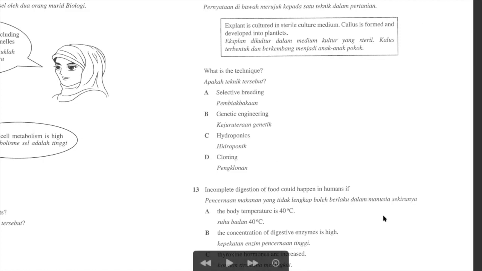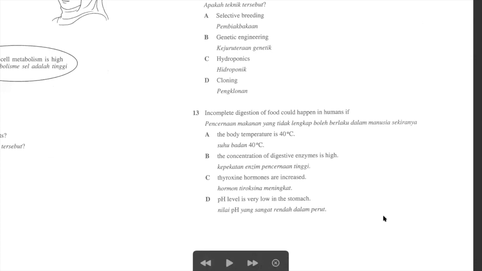Okay, number 13. Incomplete digestion of food could happen in humans if... the answer is A. Why? Because it says digestion cannot be completed. Why? Because the body temperature is 40. Bear in mind the enzyme. Why incomplete? Because digestion of food requires enzymes. So the enzyme must be present. Now, if the body temperature is 40, we can say that the enzyme is denatured.